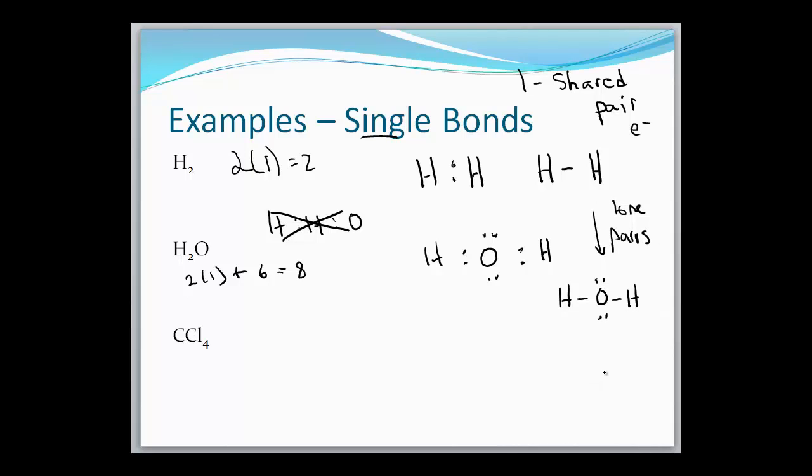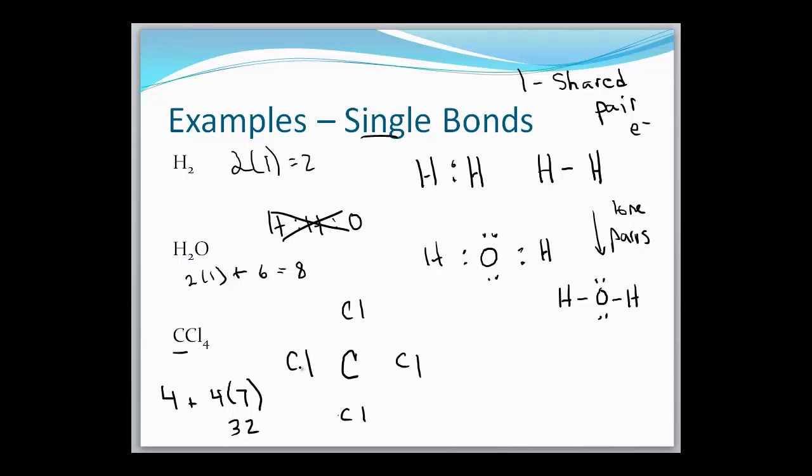The carbon tetrachloride, again, we want to put carbon as the central atom, chlorine, chlorine, chlorine, chlorine. Count up the total valence. Carbon has 4 plus 4 times 7, so you've got 28, 32.